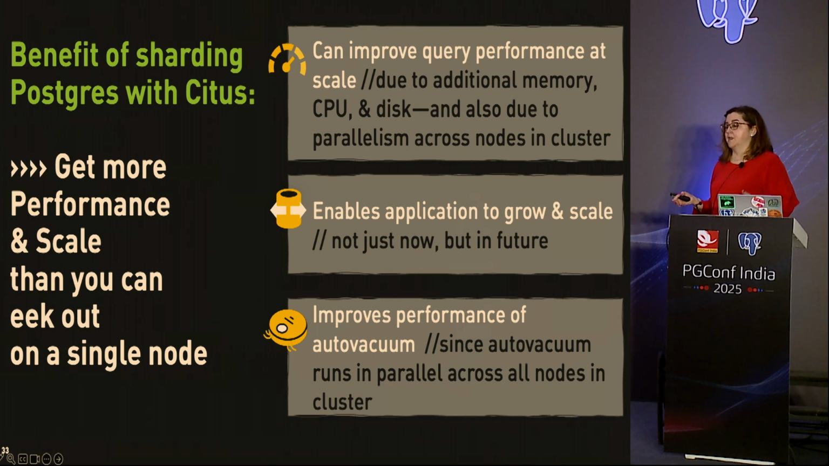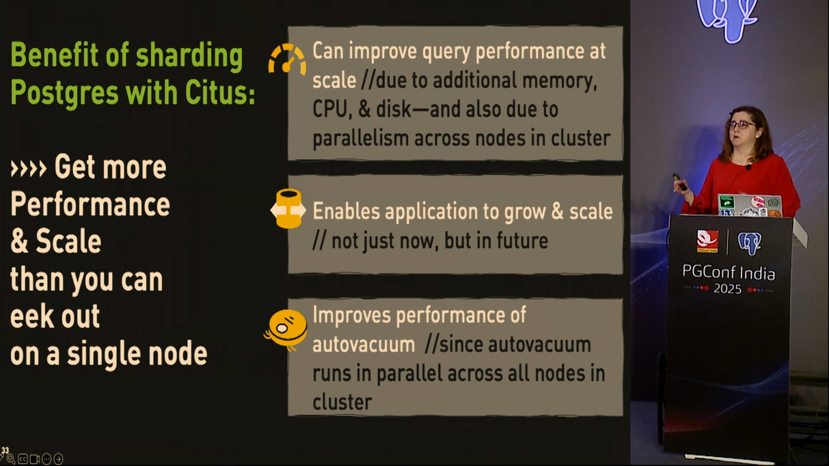Okay, so why do people use sharding? What are the benefits of it? The first is it can improve your query performance at scale. And why is that? Well, it's due to all the additional memory and disk and CPU that you get from having all these multiple nodes in the cluster. And you can also get parallelism as well. For certain types of queries, they could run in parallel on different nodes too, and that can speed up your query performance.